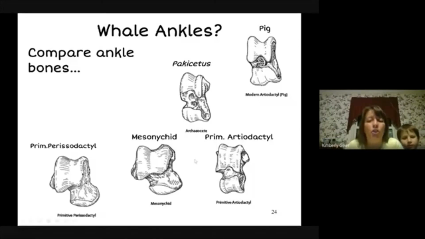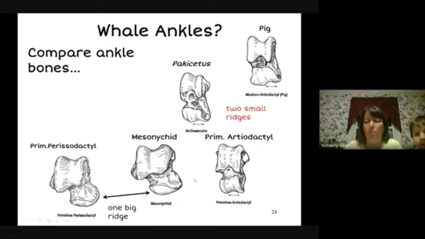And we want to look at the shape of each of these ankles. I'll even give you a clue. So the primitive perissodactyls and the mesonychids both have a big ridge down here. Compare that to the primitive artiodactyl. That is two small ridges. The pig today also has two small ridges. Check out Pakicetus. Which organisms is Pakicetus most similar to?